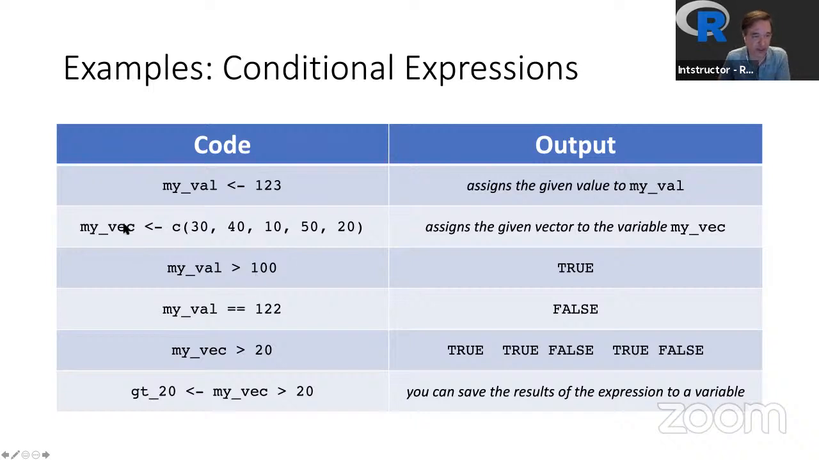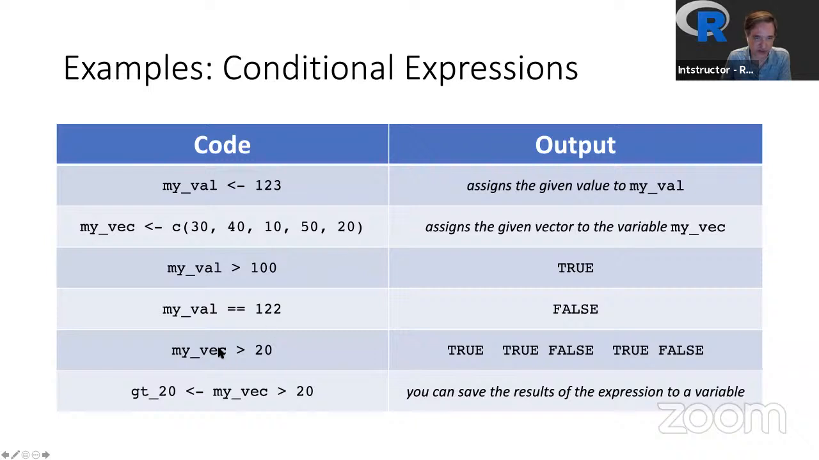Let's see what happens if we use a vector in a conditional expression. Is myVec greater than 20? Let's try to decode what that means. What does it mean for a vector to be greater than 20? R asks this question over and over for each element in the vector. So it asks, is 30 greater than 20? And the answer is yes, TRUE. Then it asks, is 40 greater than 20? The answer is yes, so we get a TRUE for the second one. Is 10 greater than 20? Nope, it's not, so that's a FALSE.